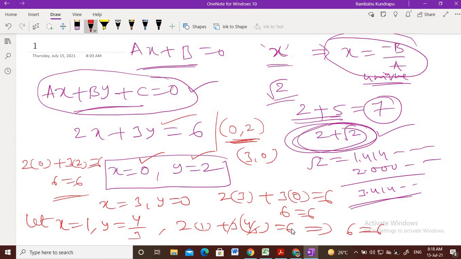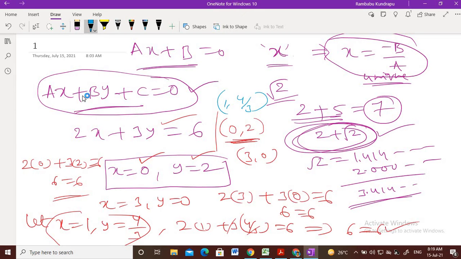Okay. So here 6 is equal to 6, again satisfying. That means here x is equal to 0 and y is equal to 4 by 3. That means (1, 4/3) is also a solution of this linear equation in two variables, 2x + 3y = 6. Like that, there are infinite number of options.